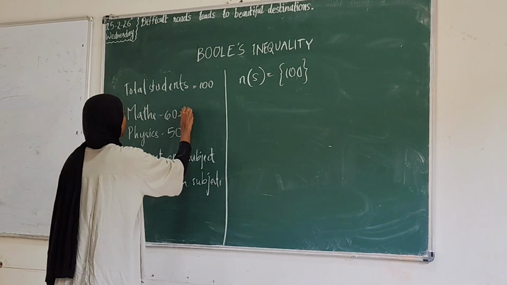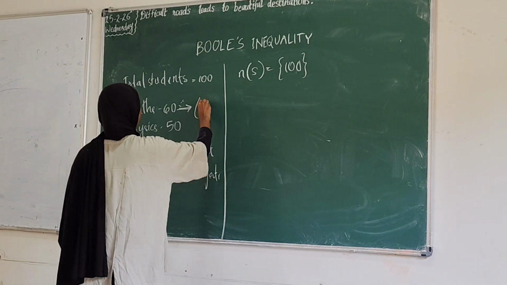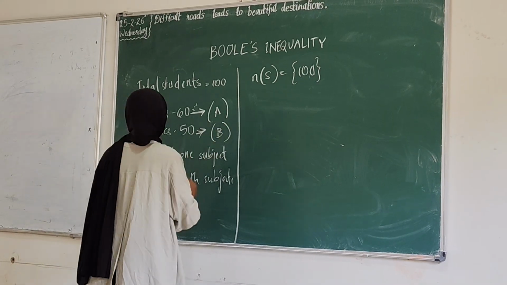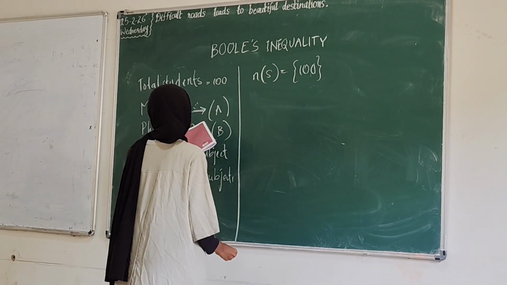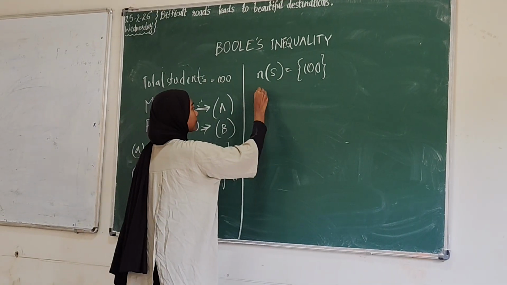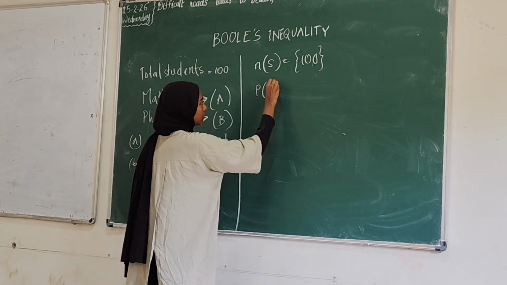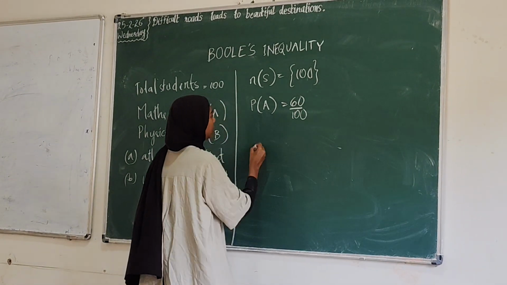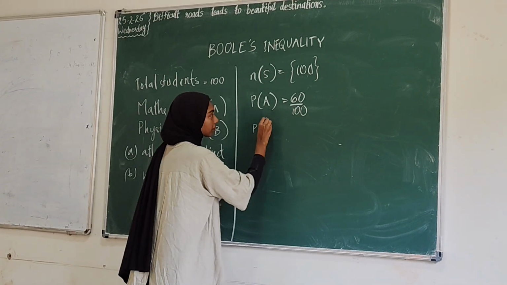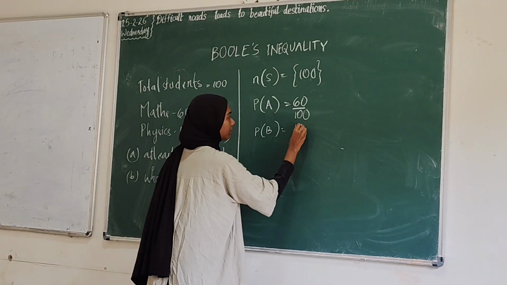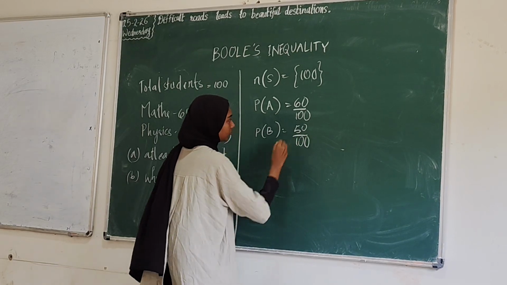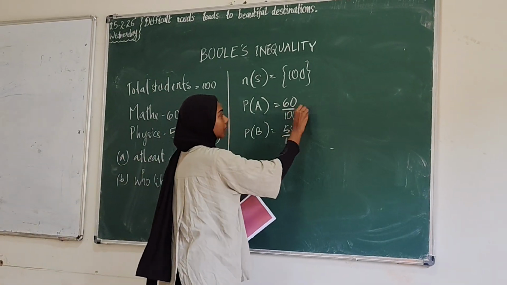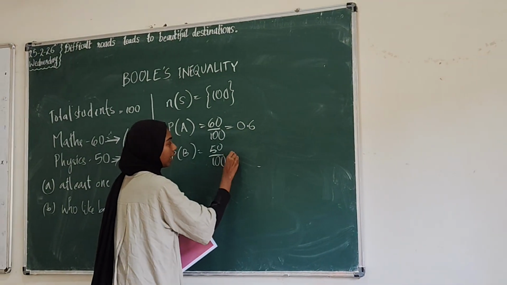We can take the students who like maths as A and the students who like physics as B. So the probability of students who like maths will be P of A is equal to 60 by 100, and P of B will be 50 by 100. So we can write it as 0.6 and 0.5.